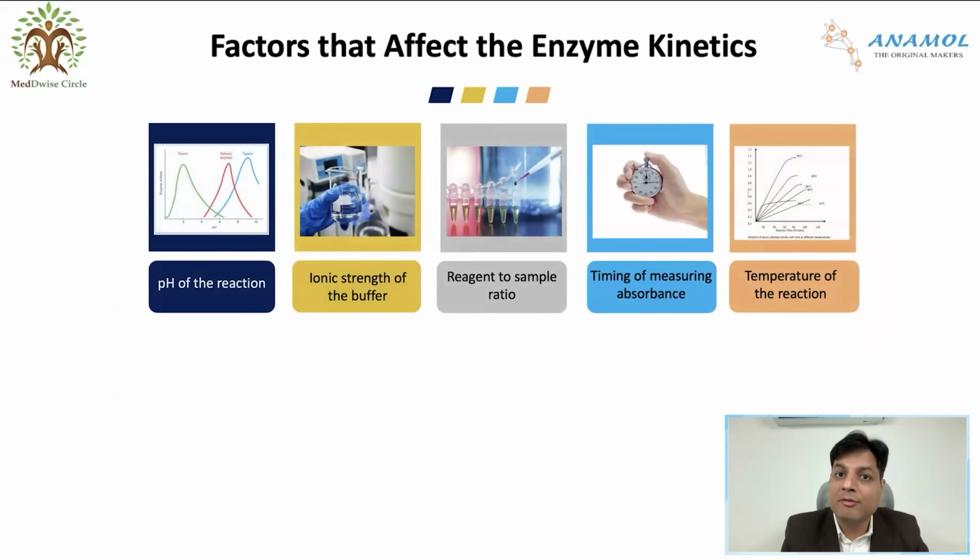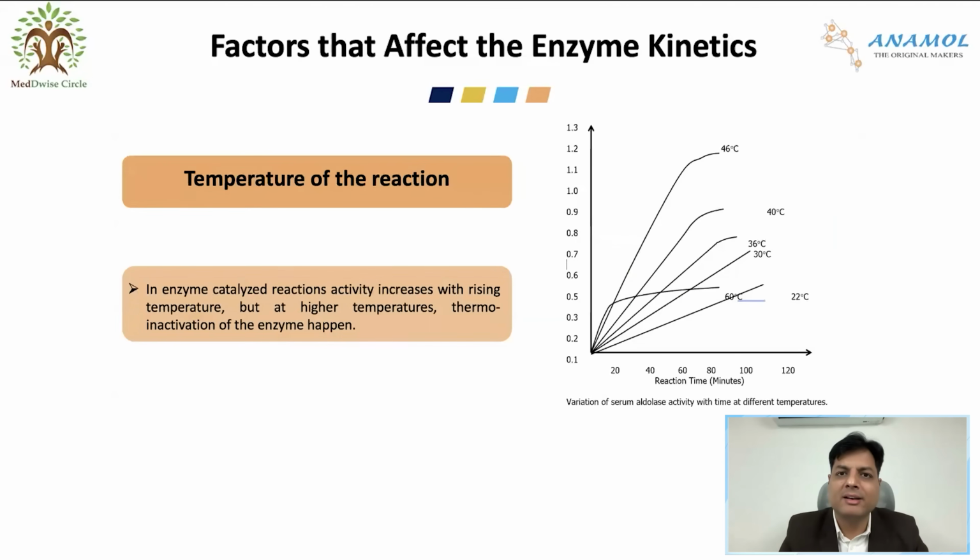Let us try to understand the fifth factor that affects the enzyme activity. The fifth factor is temperature. We all know that most enzymes give their maximum activity at 37 degrees. Why 37 degrees Celsius? Because the human body has an internal temperature of 37 degrees Celsius. So most enzymes are standardized to function at 37 degrees Celsius when they are present in the human body. But what happens if we do not maintain the temperature?